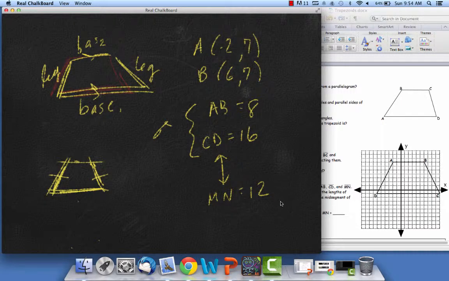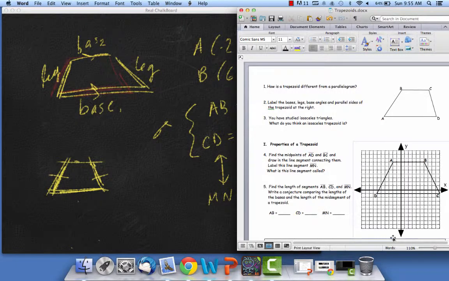And it is, and it always will be, but instead of saying it's the midpoint between 8 and 16, we just say it's the average. So if I add these and divide by 2, I get this. So always if I take the two legs and I add their lengths together, and then I divide by 2, I get the length of the mid-segment.